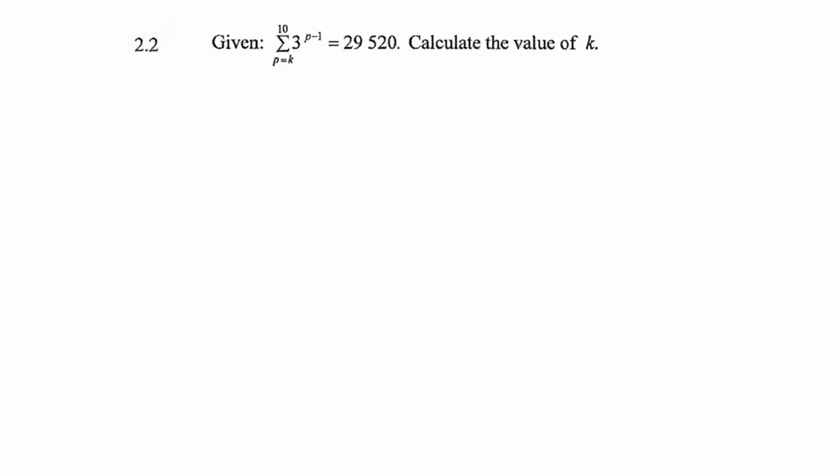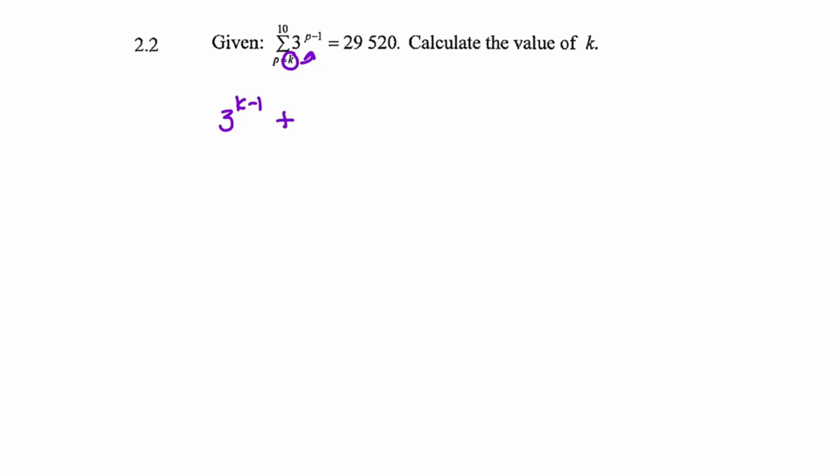Question 2.2. Given the sigma notation with the lower limit of p equals k to the upper limit of 10, and we're taking the sum of 3 to the power of p minus 1 is equal to 29,520. Calculate the value of k. So we'll start by finding the first few terms in this series. I'll substitute p with k. So the first term would be 3 to the power of k minus 1.